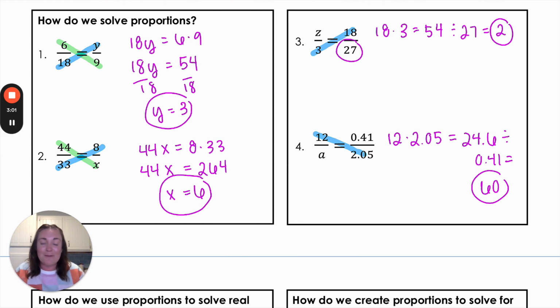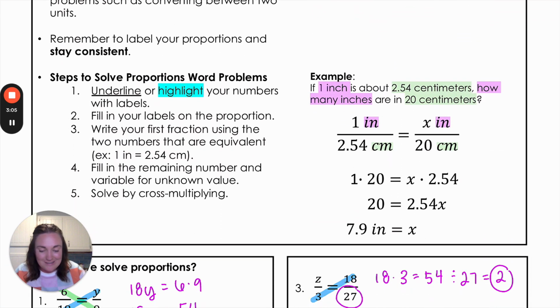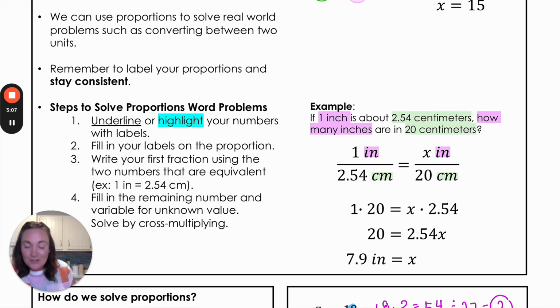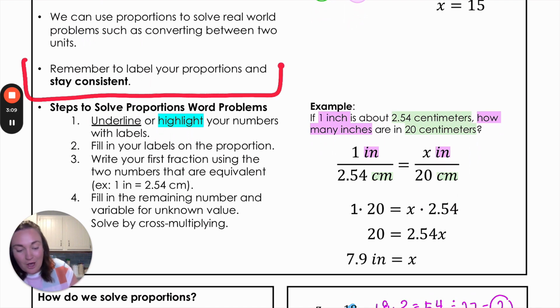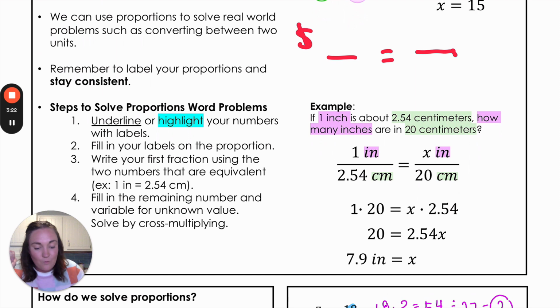So now let's talk about some word problems and how we're going to set up proportions to solve. So the first thing that we always need to remember is to stay consistent in our labeling. So remember that we always have two fractions that are equal to each other. If I have two different labels, so say money and hours, I always want one label to be on the top and one label to be on the bottom. So both of the money and money should go on top, the hours and hours should go on bottom. So that's what we mean by staying consistent with your labeling.